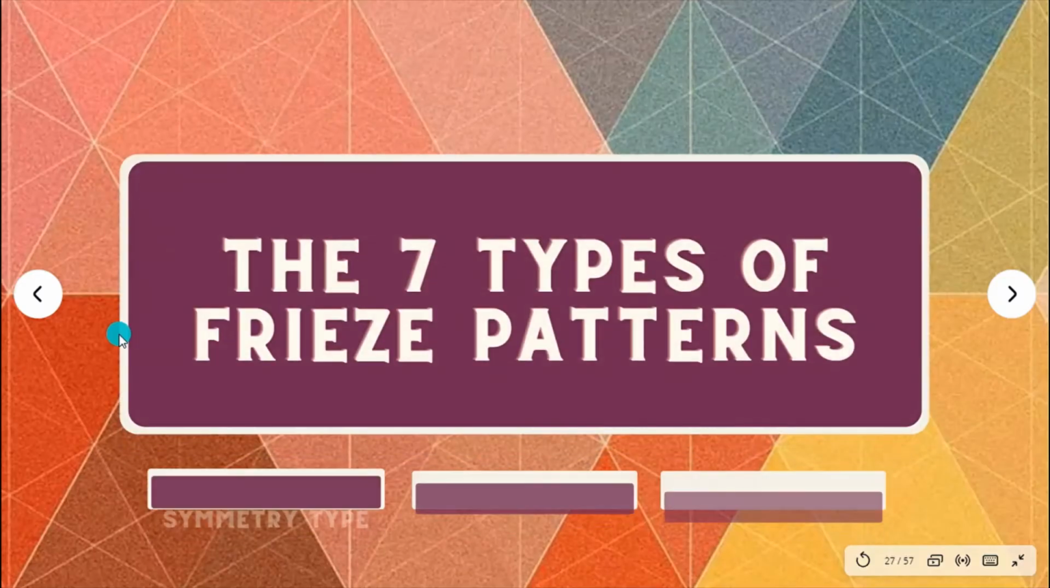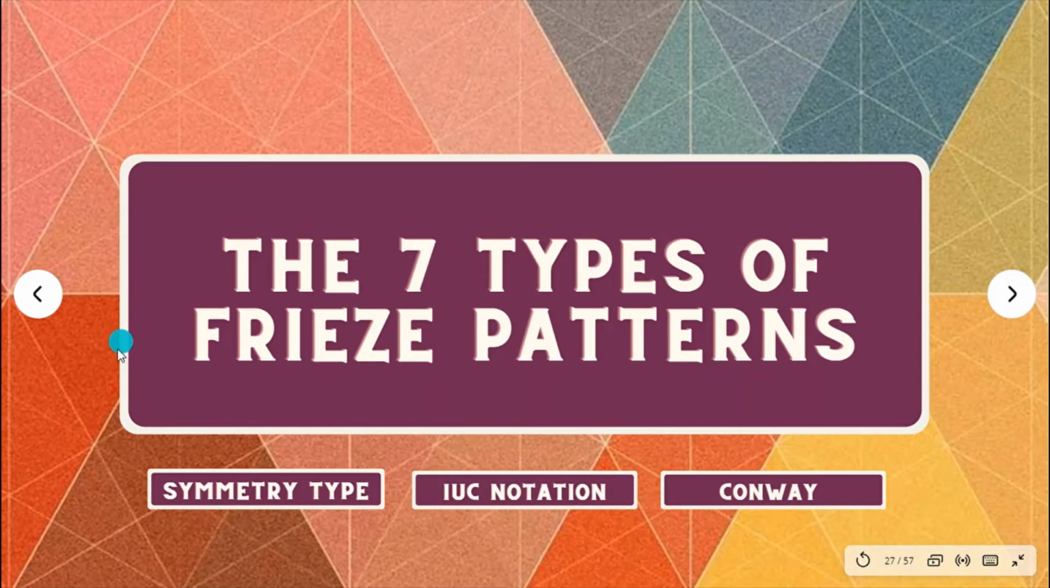Next, we will study the 7 types of frieze patterns. We can see the naming systems here are used: the symmetry type, the IUC notation, and the Conway naming system.